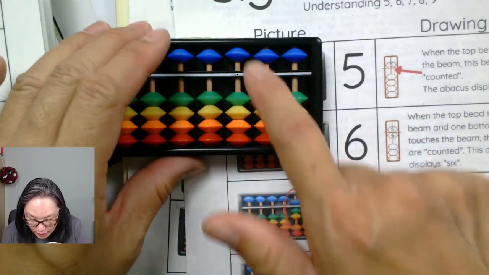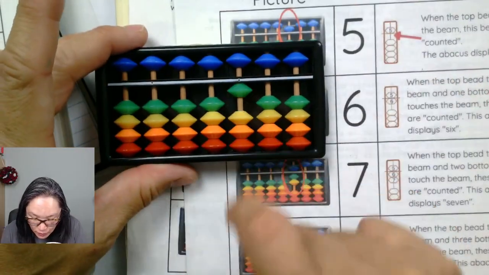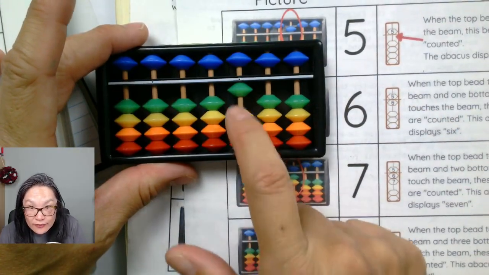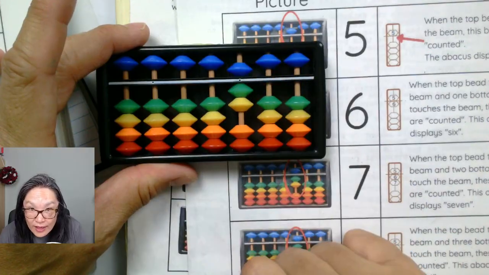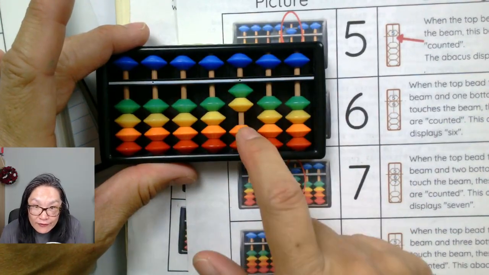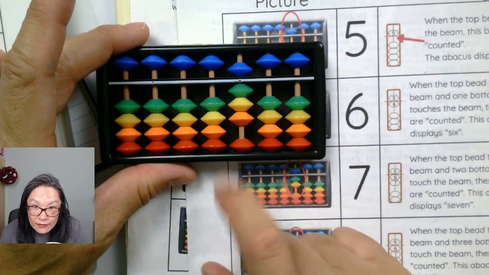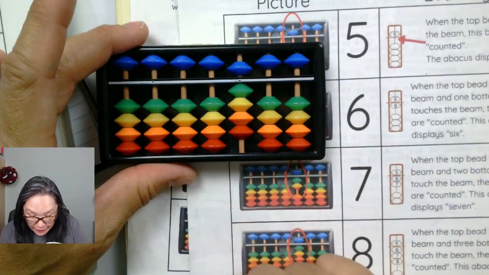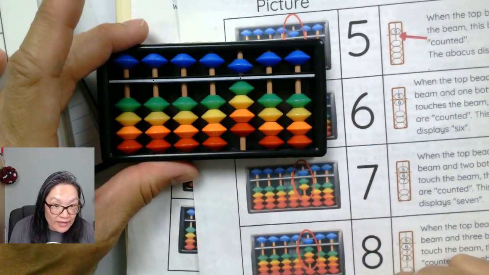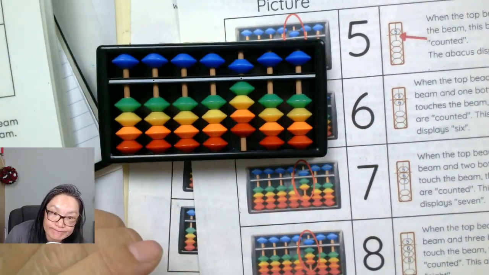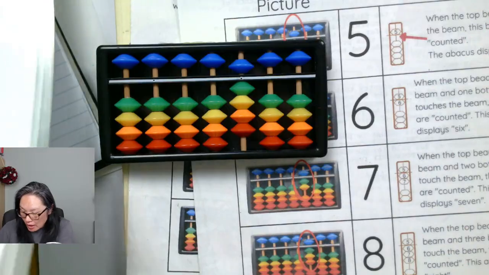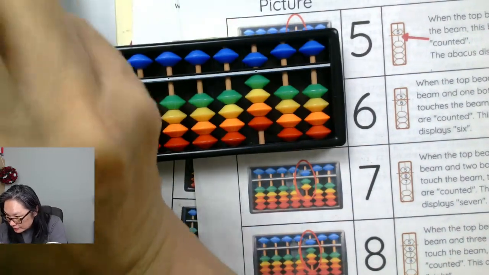So then we can look. If we do 1, right? This is 1, and then we add the 5. Now we have 6. If I have 2, and I want to add the 5, now I have 7. I have 3, I add the 5, now I have 8. I have 4, and I add the 5, now I have 9. Does that make sense?